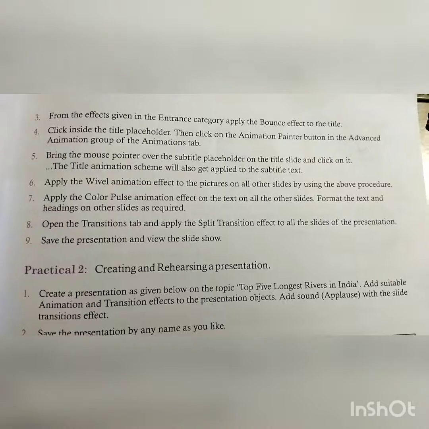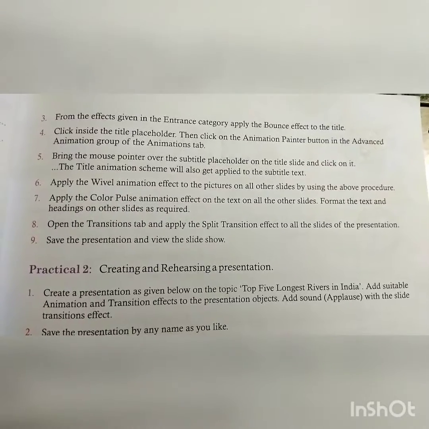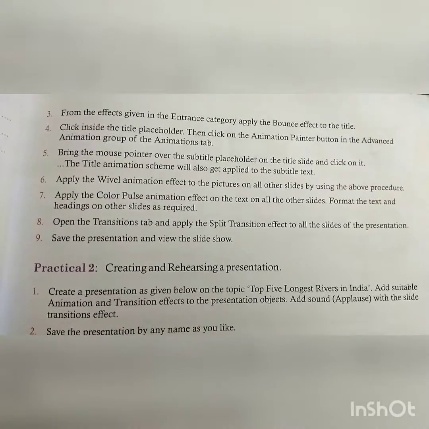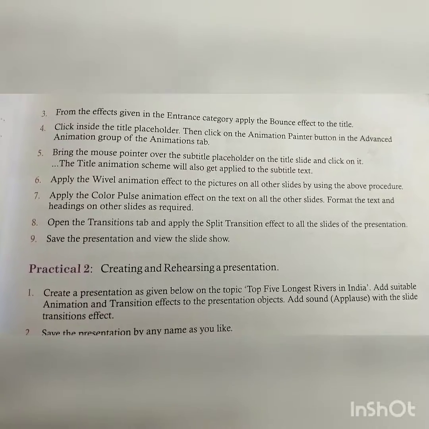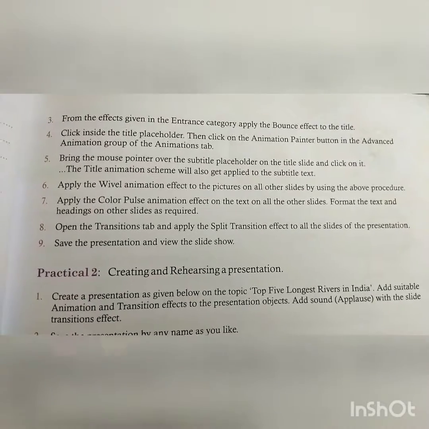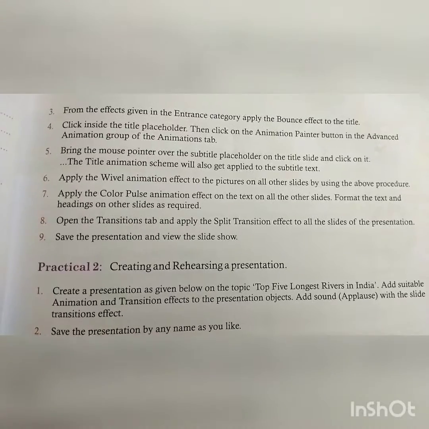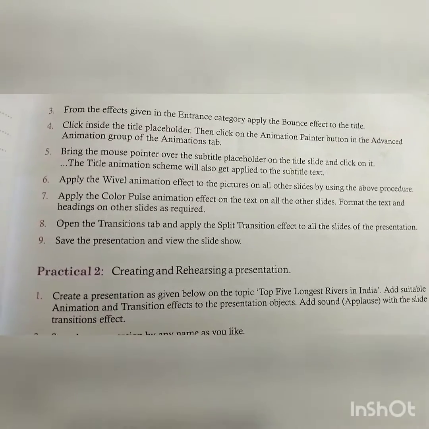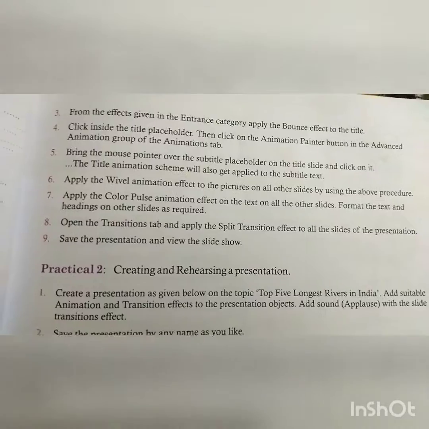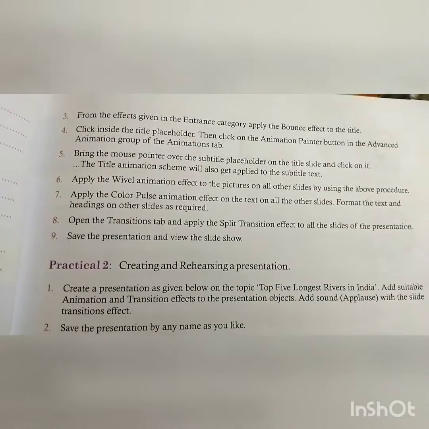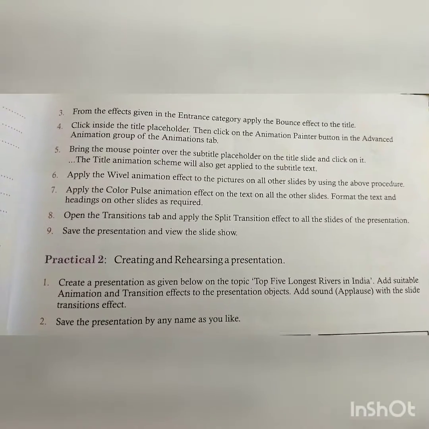After that, bring the mouse pointer over the subtitle placeholder on the title slide and click on it. So the title's animation effect will also get applied to the subtitle text. Then apply the wheel animation effect to the pictures on all other slides by using the above procedure.